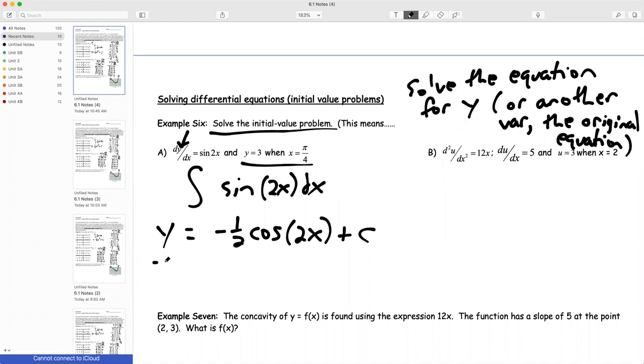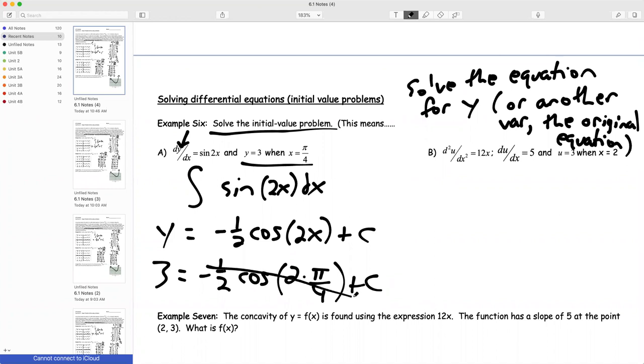They tell me that y is equal to 3 when x is equal to pi over 4. So that's going to give me 2 times pi over 4. Trig values again. What is the cosine of pi over 2? She's right. We're positive. I will agree with that. It is 0, which means that that goes away.